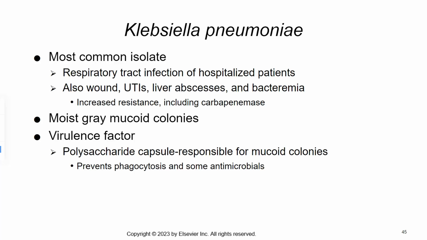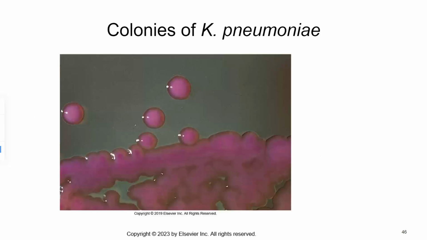Klebsiella pneumoniae is the most common isolate in respiratory tract infection of hospitalized patients. Also wound, UTIs, liver abscesses, and bacteremia. Moist gray mucoid colonies, and the virulence factor is a capsule and that's responsible for making those colonies look mucoid. So this is a picture. They do take on that pink color and they look mucousy.